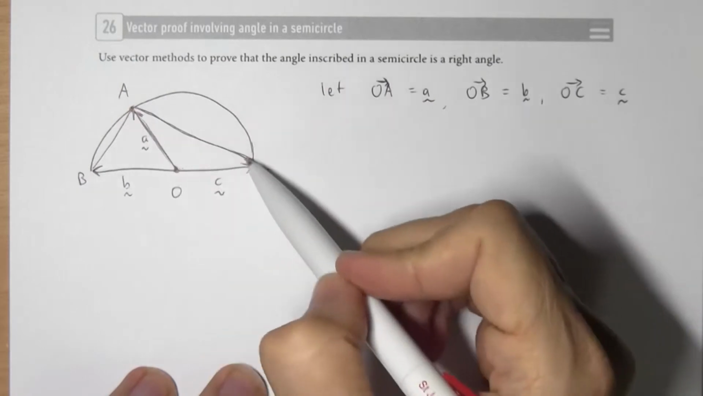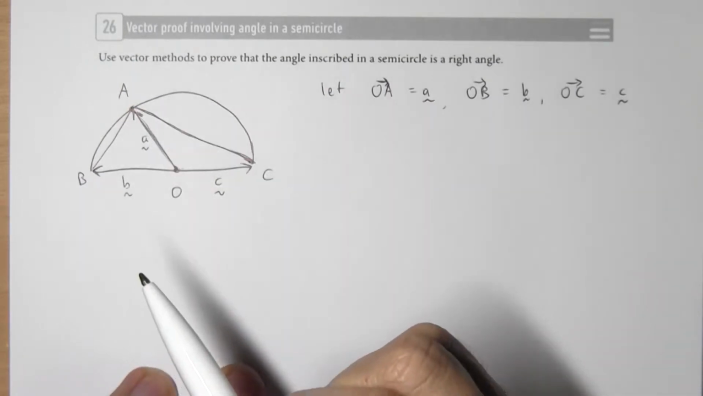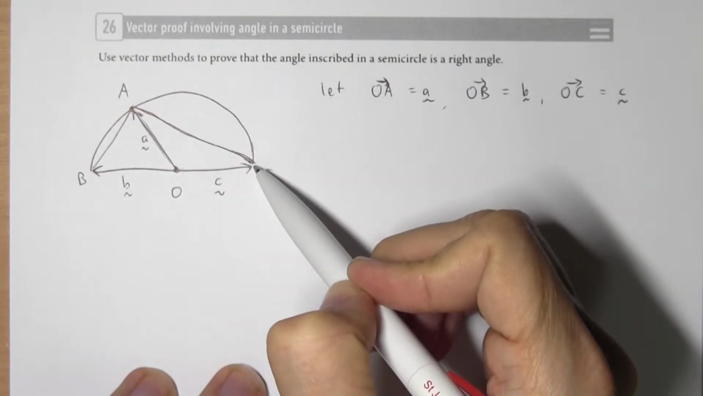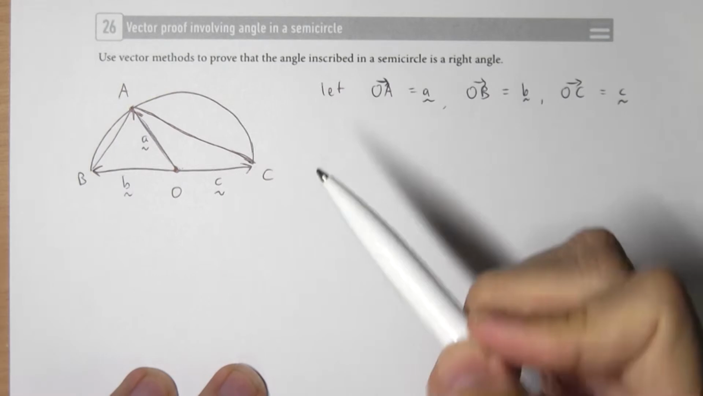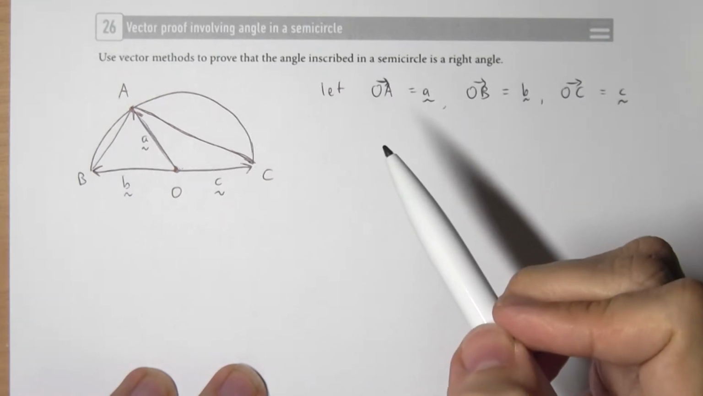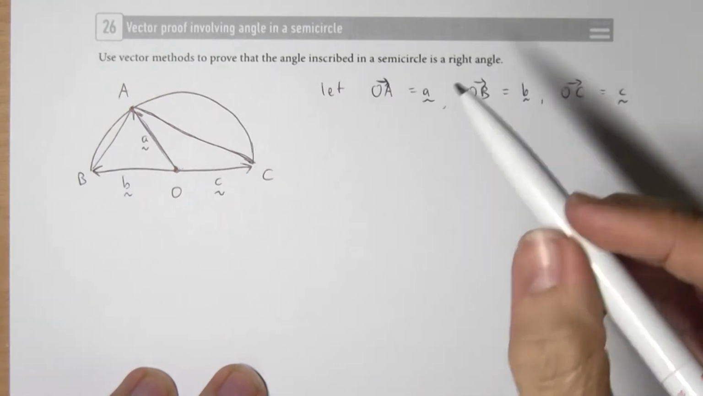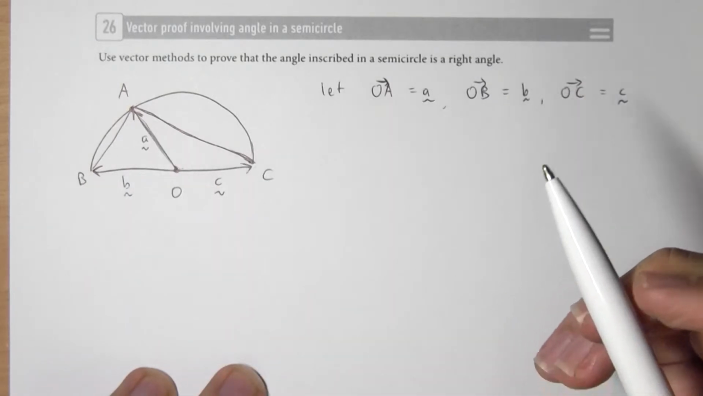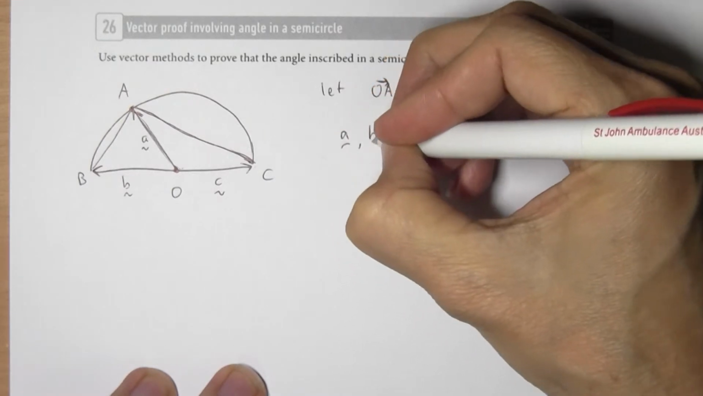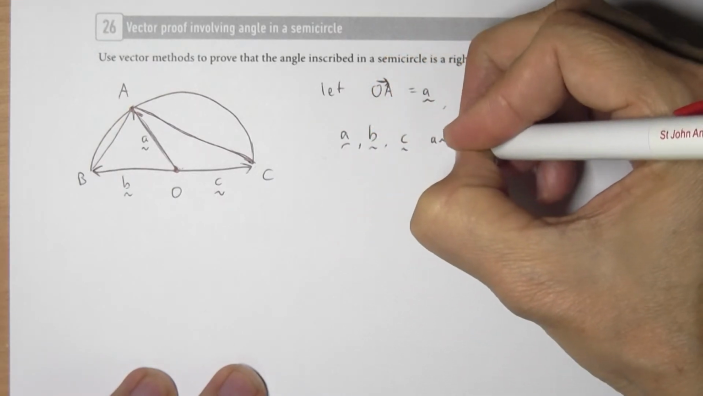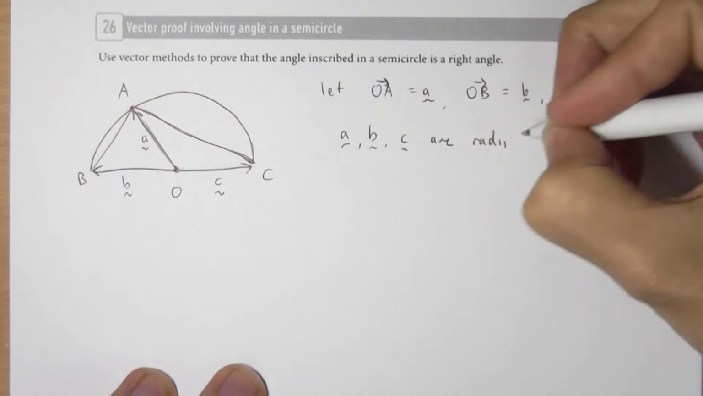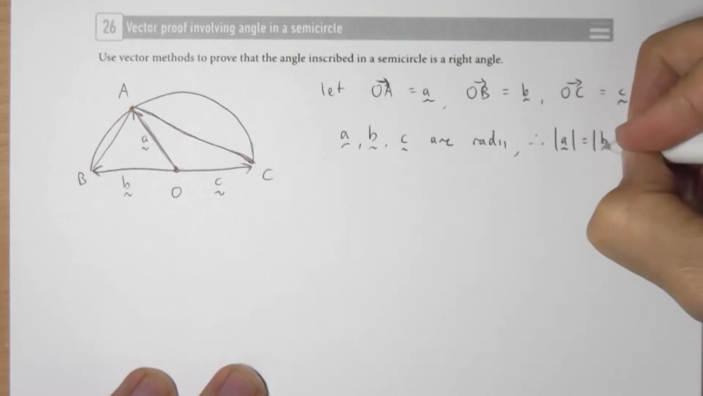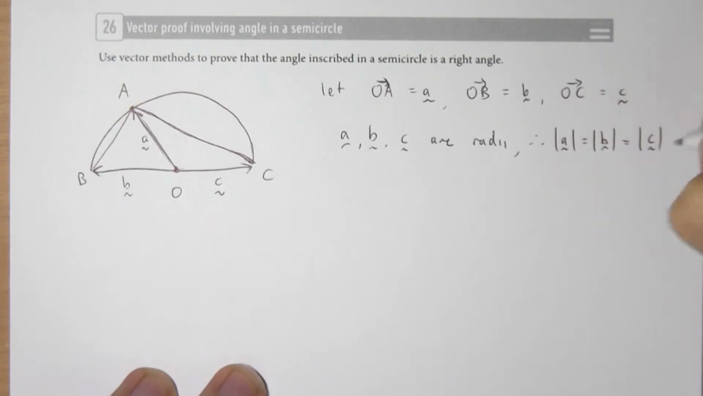Now I want to show that this is a right angle, so I'm going to be using vector methods by showing that the dot product of this vector and this vector is 0. A couple more things we can notice before we start. These three vectors, a, b and c, are all the radii of the same circle, which means that their lengths are equal. We're going to need that later on.